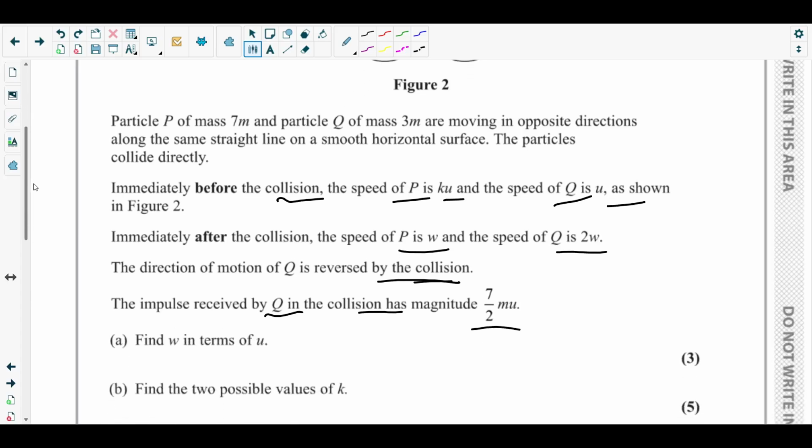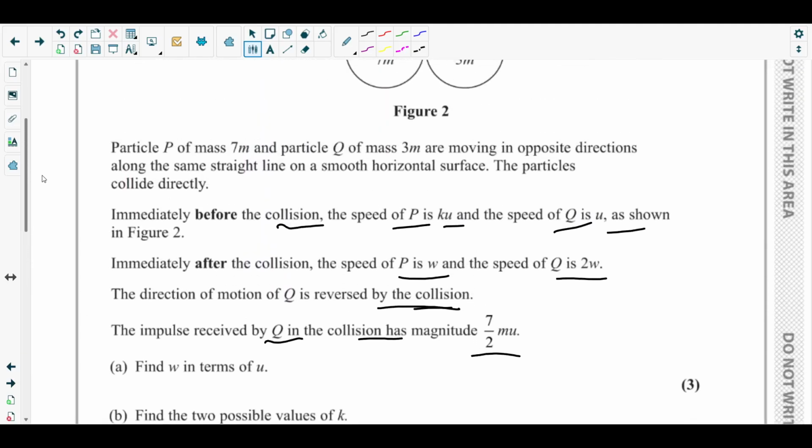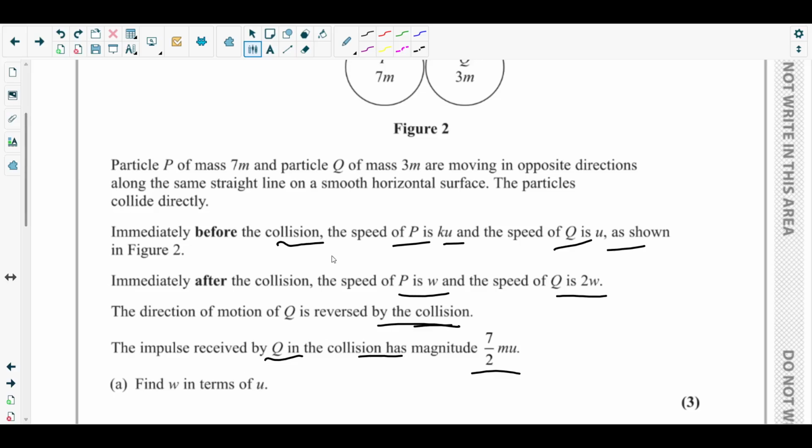So part A is asking to find w in terms of u. What is w here? w is basically the speed of P after collision, and the speed of Q after collision is twice w. So we need w for the speed of both particles after collision. The only data given which will be required for finding w in terms of u is the impulse.